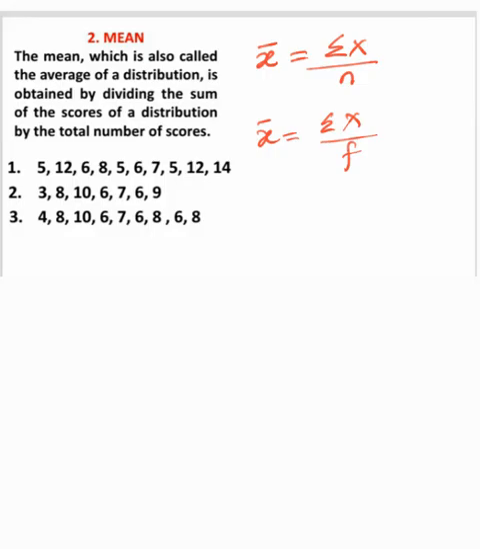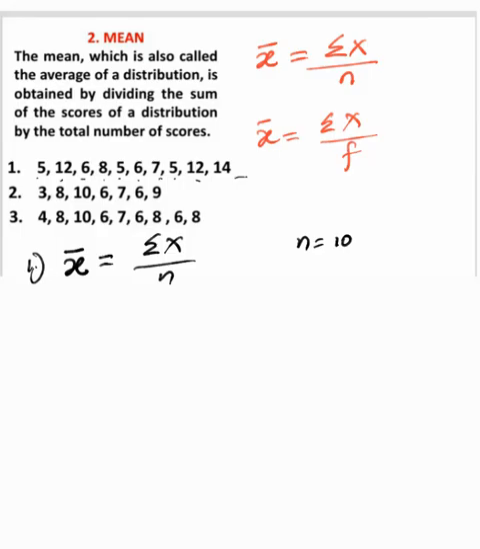Now, for the first question, we're going to resolve that together. We have number 1. We are given 5, 12, 6, 8, 5, 6, 7, 5, 12, and 14. All we need to do to calculate the mean is mean equals summation X over N. And we already know that the number of scores we have here is 1, 2, 3, 4, 5, 6, 7, 8, 9, 10. We have N equal to 10 here.